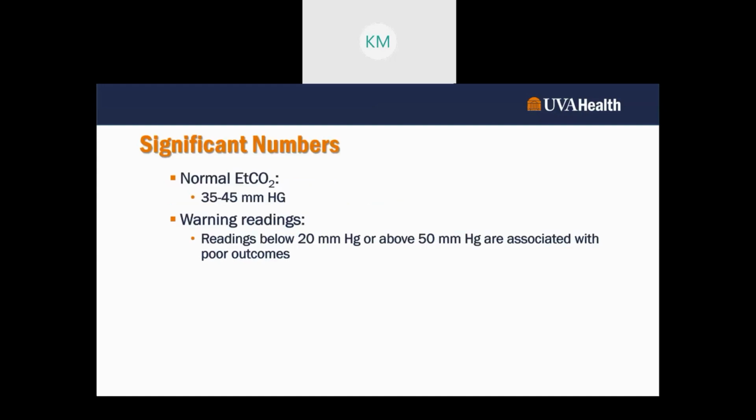Again, our normal end-tidal CO2 is between 35 and 45, but if our patient is outside that range, I have to think about why. Is that something that's expected? Like in my pregnant patients, whose end-tidal CO2 may be between 26 and 34 because of normal hyperventilation? Or is it just wonky and now I need to go check on my patient? Our warning readings, again, are below 20 or above 50, as they are associated with poor outcomes.